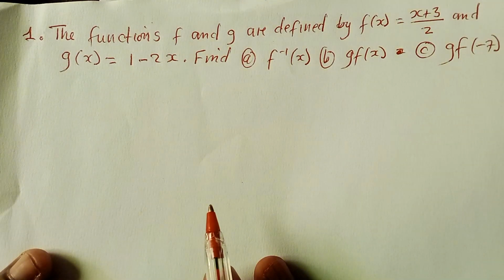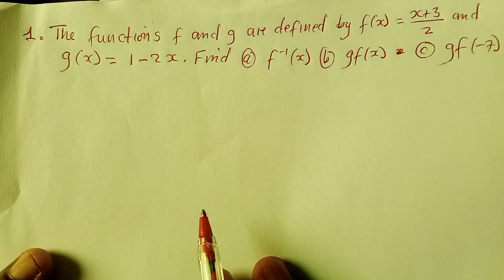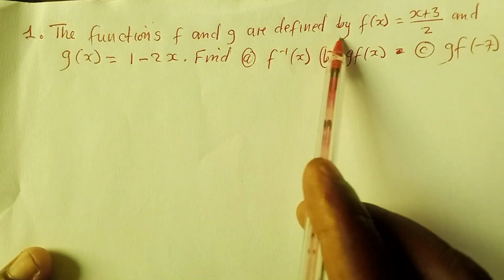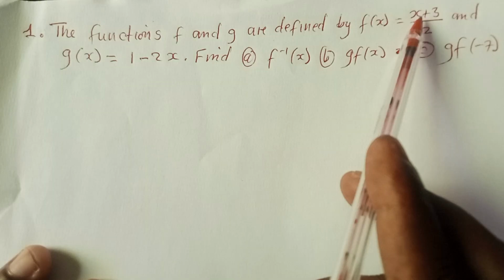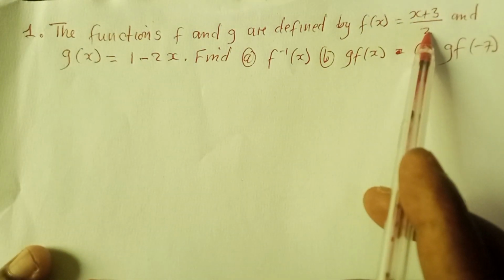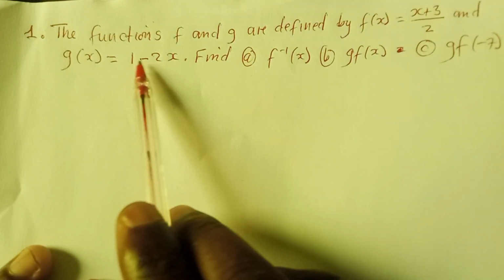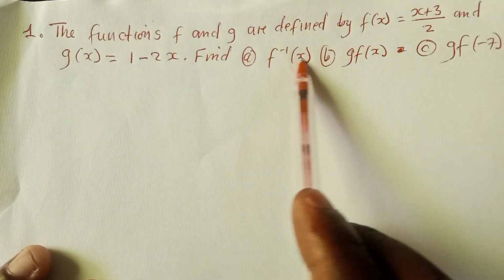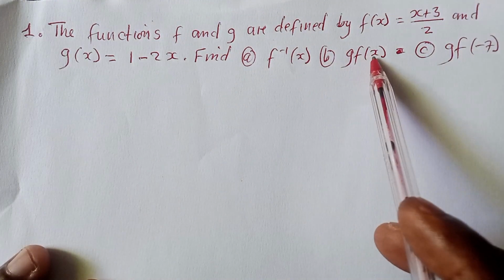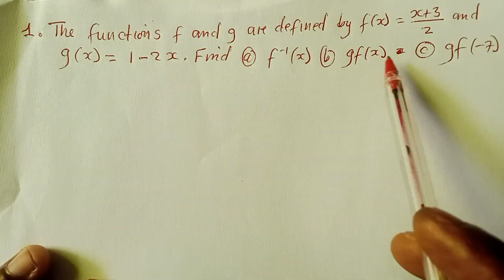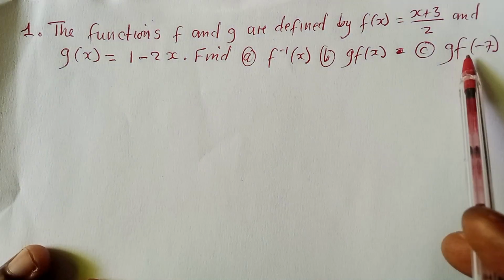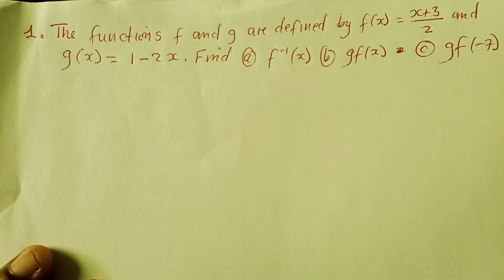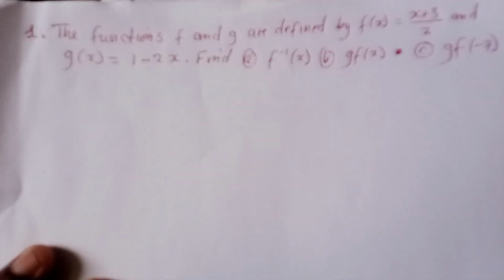So today we are looking at functions in paper 1. The functions f and g are defined by f of x is equal to (x + 3) over 2 and g of x is equal to 1 minus 2x. Now find (a) f inverse of x, then (b) g f of x, then (c) g f of negative 2. Okay, so how best can we answer this particular question?